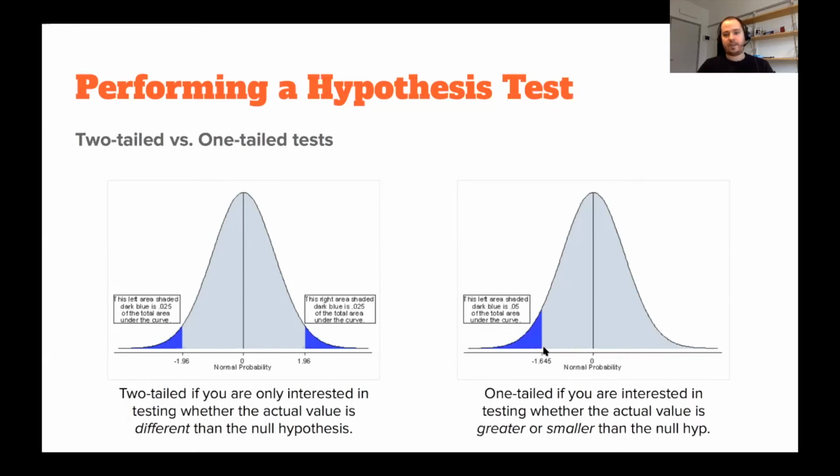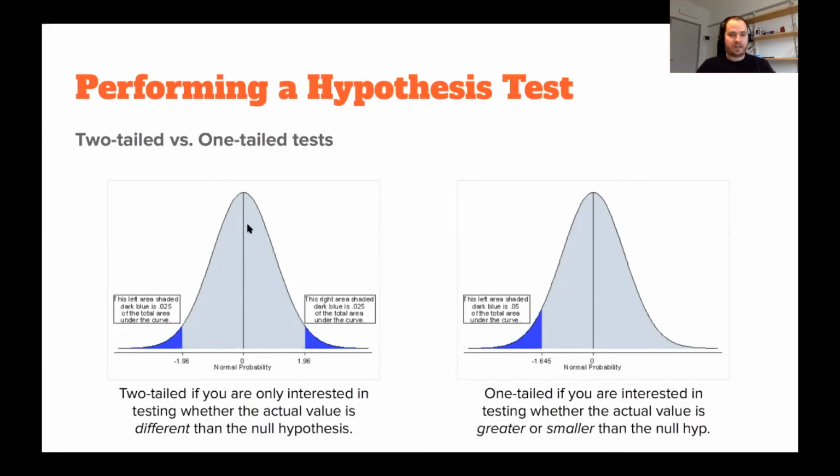So if your value is either here or to the left, then you will say, well, my probability is too small, so I will reject.